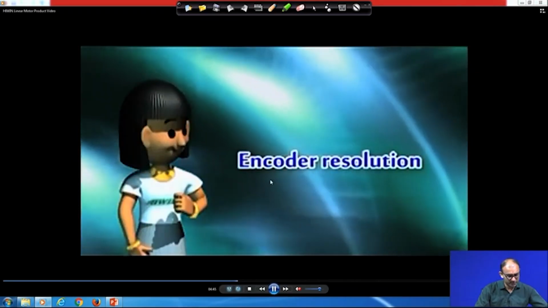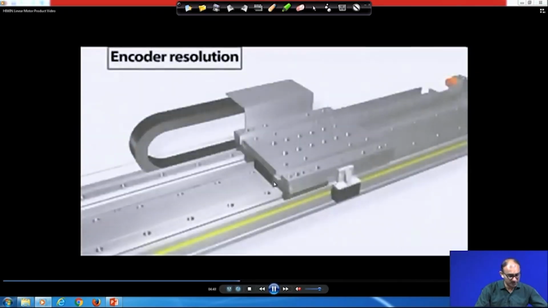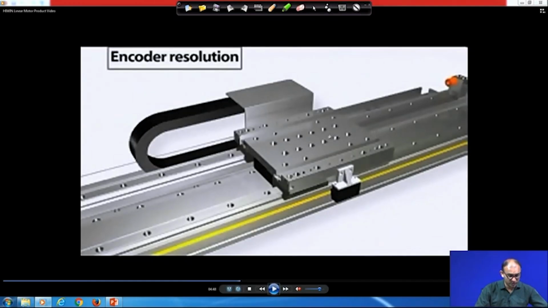And this is the encoder resolution, because everything depends on it. Even if you have very high precision motion of this linear motor, but you have not installed a sufficiently high resolution encoder, then you are not extracting the complete capability of the linear motor. We have discussed this a few lectures back: if your motor has a resolution of 0.1 micron, and you install an encoder with 1 micron, then whatever motion you get is in multiples of 1 micron, not 0.1 micron. So, that is the problem.